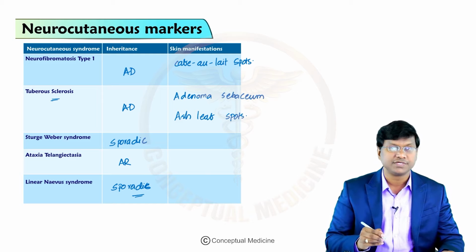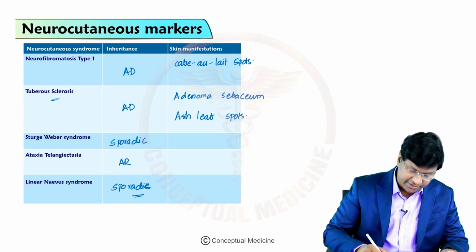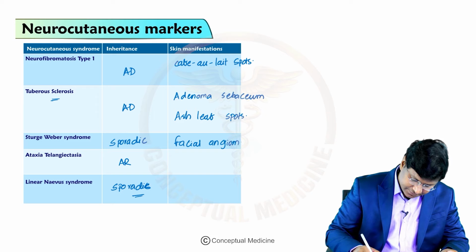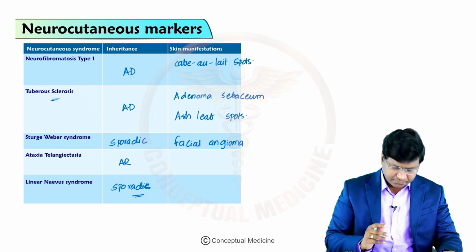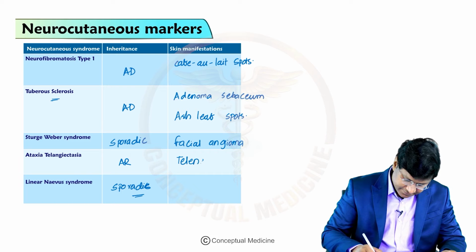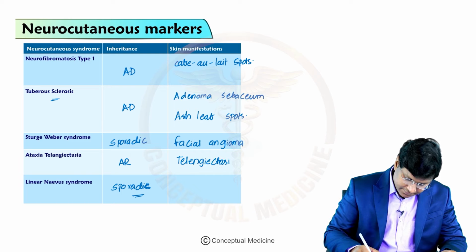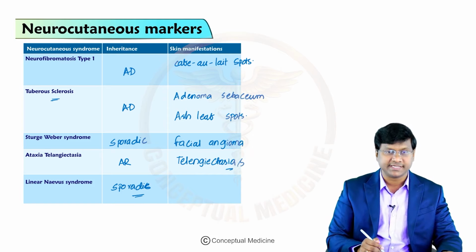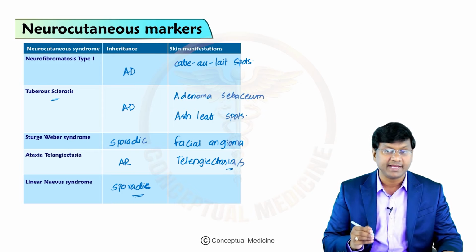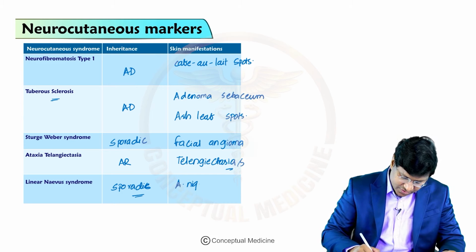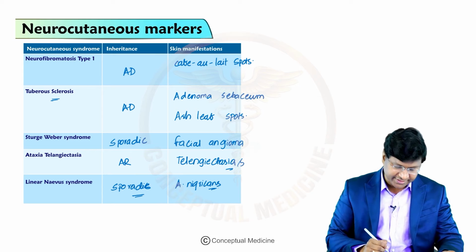In Sturge-Weber syndrome, the cutaneous manifestation will be in the form of a port wine stain, which is nothing but a facial angioma. And in ataxia telangiectasia, these individuals mainly have telangiectasias, as the name itself suggests, and I'll show you those telangiectasias in ataxia telangiectasia. Whereas in linear nevus syndrome, you have sebaceous nevus, and acanthosis nigricans is also another manifestation that you will have in linear nevus syndrome.